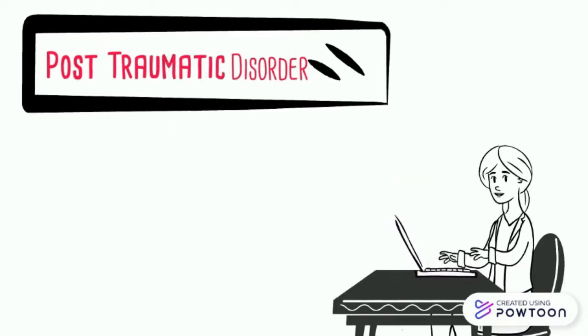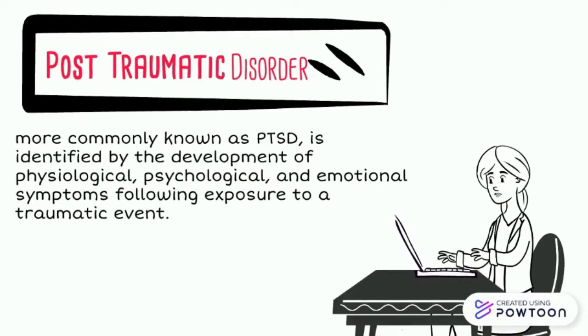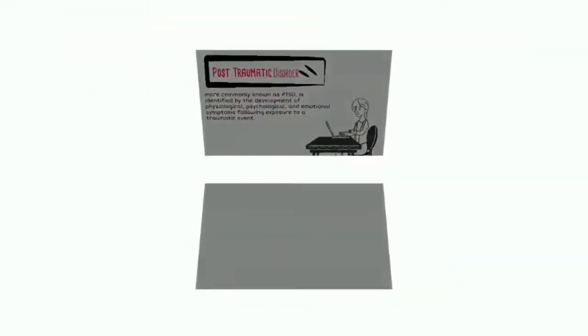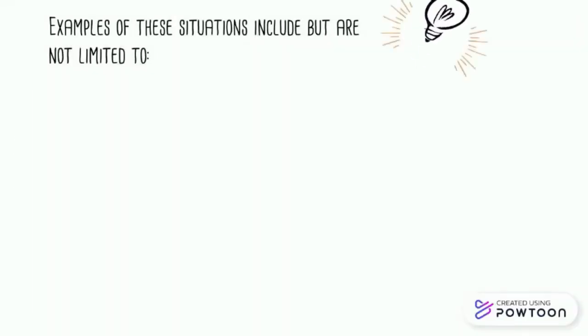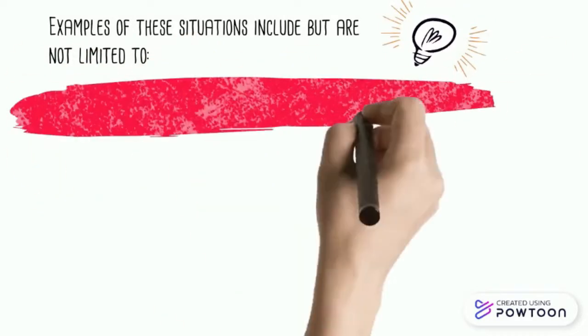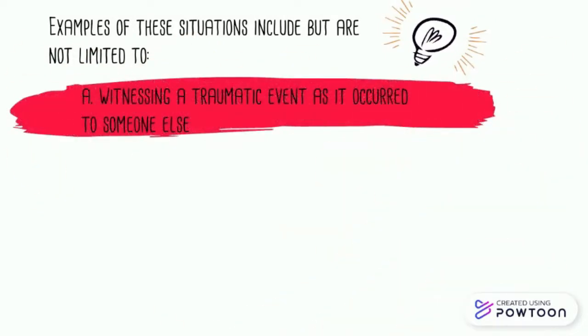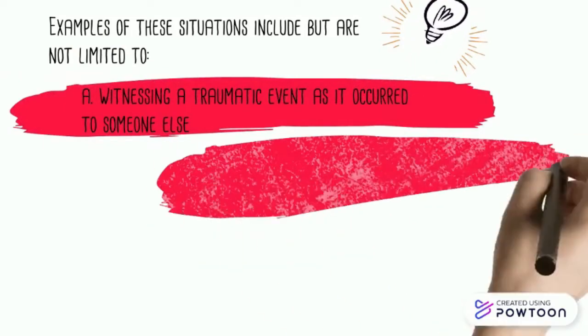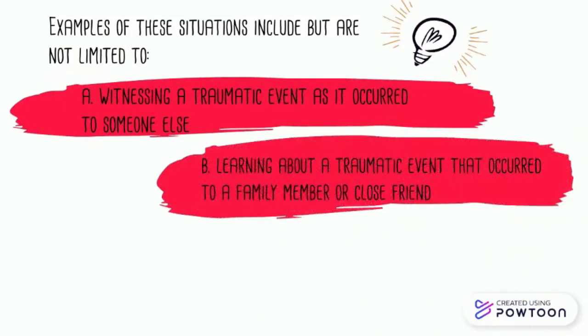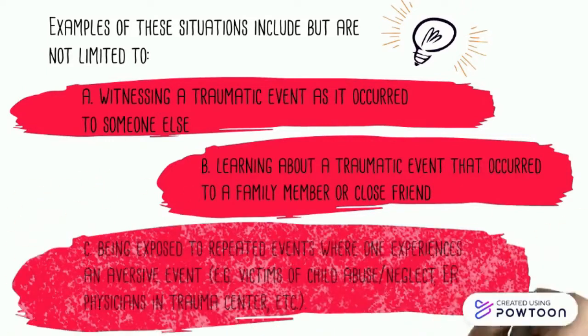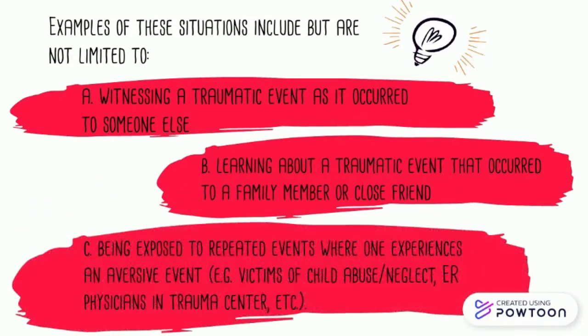Post-traumatic stress disorder, more commonly known as PTSD, is identified by the development of physiological, psychological, and emotional symptoms following exposure to a traumatic event. Examples of these situations include but are not limited to: A. Witnessing a traumatic event as it occurred to someone else. B. Learning about a traumatic event that occurred to a family member or close friend. C. Being exposed to repeated events where one experiences an aversive event.